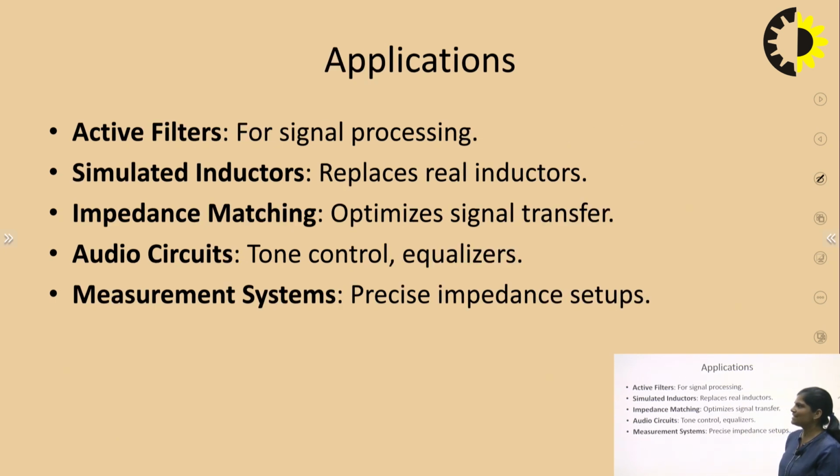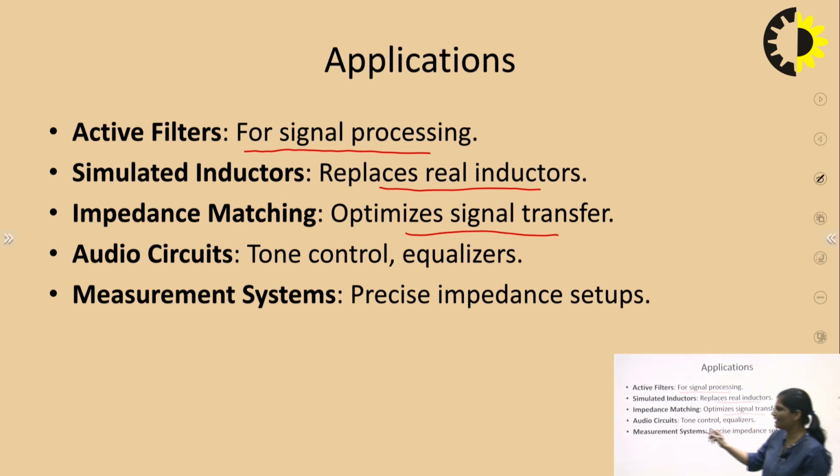Now here these are the applications where we can use this general impedance converter. Active filters, we can use it in active filters for signal processing. Simulated inductors replace real inductors. Impedance matching, optimized signal transfer, and audio, it can be used for audio circuits, tone control and equalizers. Now measurements, it is also used in measurement systems, precise impedance setups. So these are the applications of this general impedance converter.